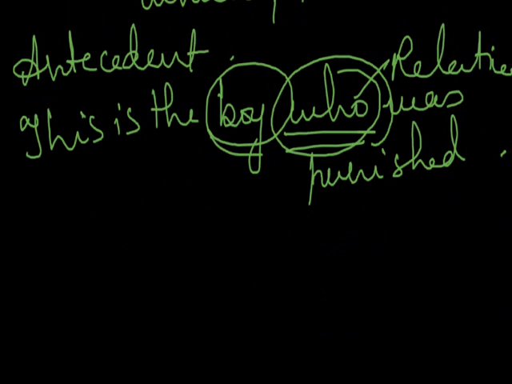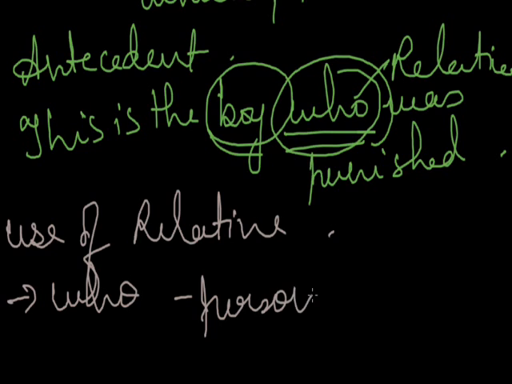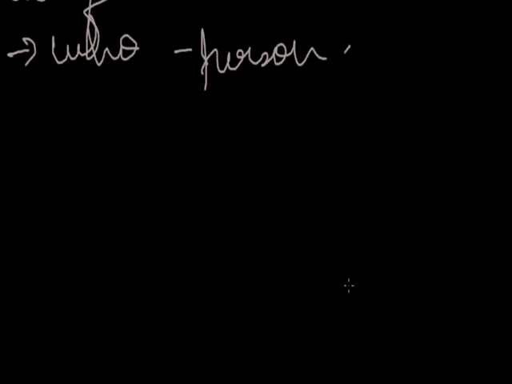Now, talking about the use of relative pronouns, first we will talk about who. Who is used for persons only. Example: the man who is honest succeeds in his life. They who live in glass houses should not throw stones at others.